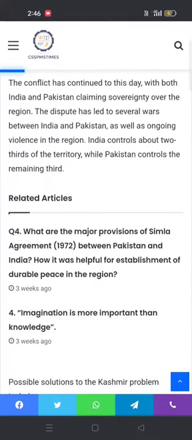The conflict has continued to this day, with both India and Pakistan claiming sovereignty over the region. The dispute has led to several wars between India and Pakistan, as well as ongoing violence in the region. India controls about two-thirds of the territory, while Pakistan controls the remaining third.